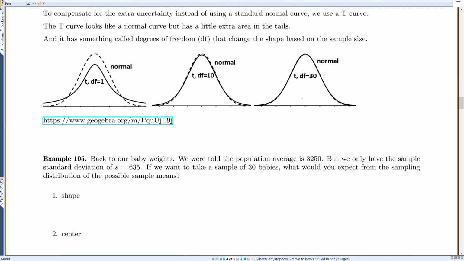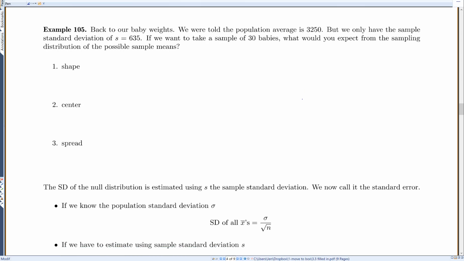So back to our baby weights. We were told the population average is 3,250, but we only have the sample standard deviation of 635, s equals 635. So if we want to take a sample of 30 babies, what would you expect from the sampling distribution of the possible sample means? Okay. So, I mean, we looked at this before, but we're just going to change a little bit of the standard deviation. But to start with, our shape is going to be normal because my sample size of n equals 30 is big enough. It's at least 30. Also, population is normal.